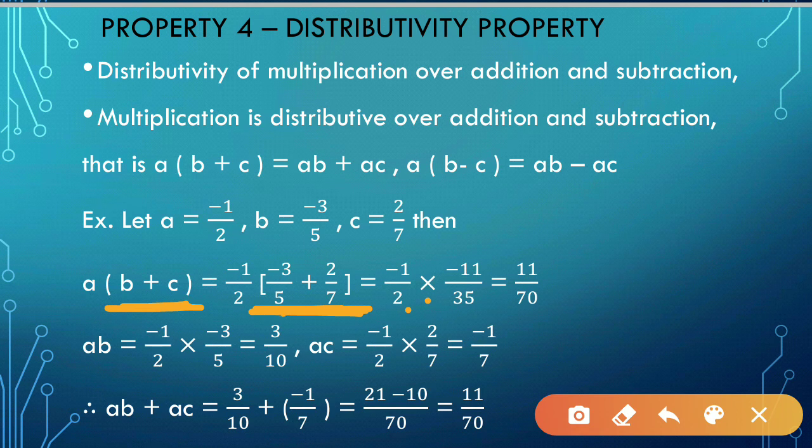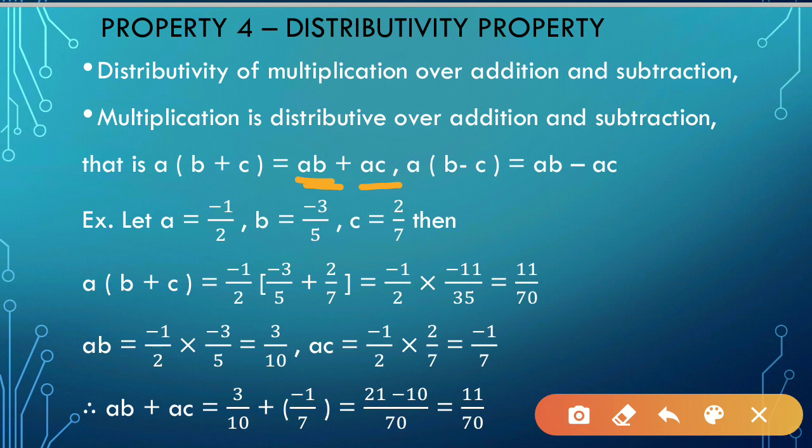When you solve this bracket you will get minus 11 by 35, and when you solve this you will get 11 by 70. When you solve the left hand side, first add B plus C in the bracket, and then multiply it with A, you will get 11 by 70. Now let's move towards the right hand side, which is AB plus AC. First find out the value of AB, then AC, then you add both the numbers.